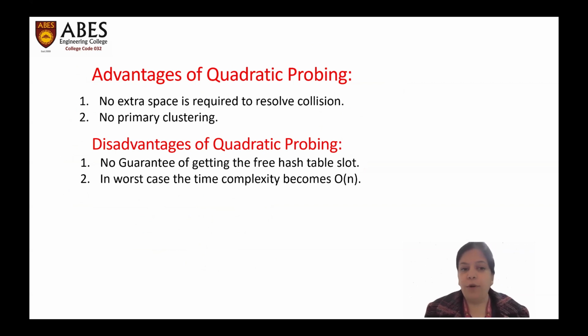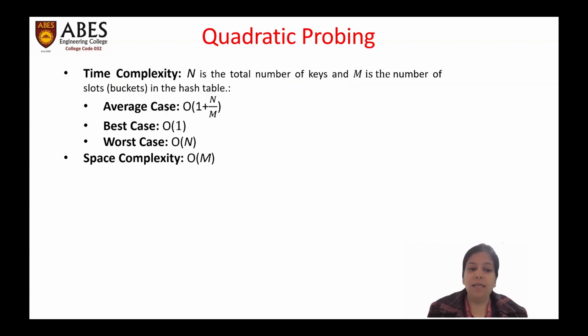So the advantages of quadratic probing include that no extra space is required to resolve the collision and no primary clustering is there. But the disadvantages include that there is no guarantee of getting a free hash table slot. And in the worst case, the time complexity may reach O(n). So the time complexity in the average case is O(1 + n/m). In the best case, it is O(1). And in the worst case, it is O(n). While the space complexity here is O(m).